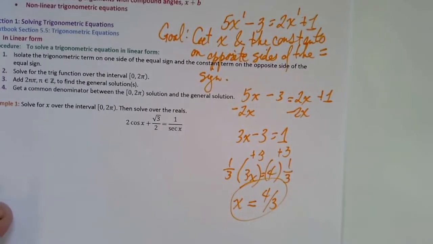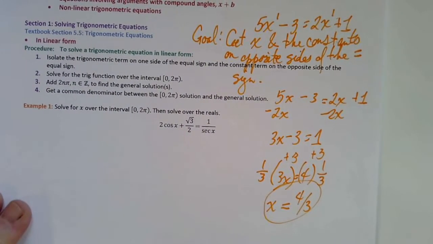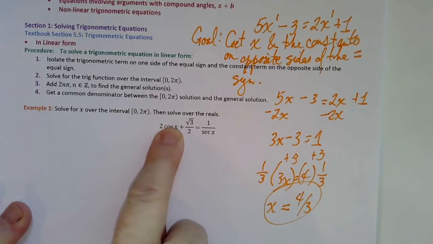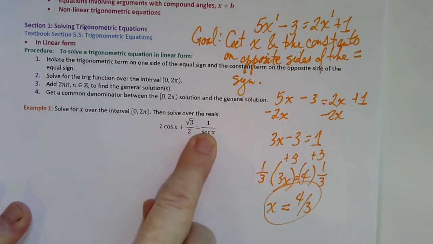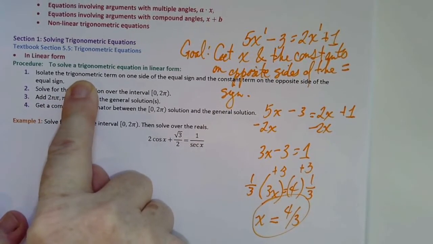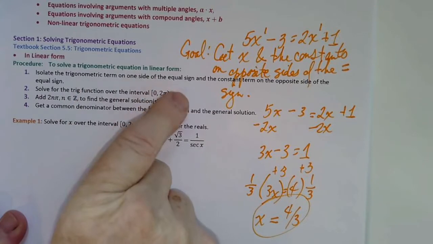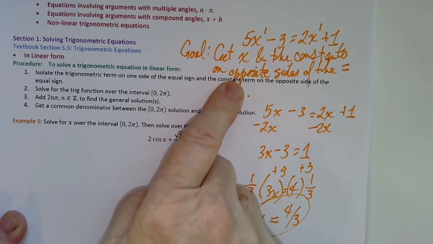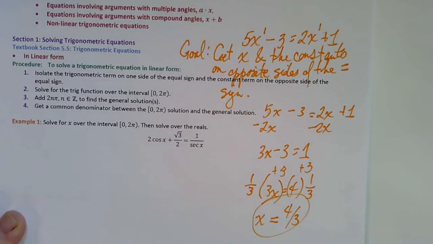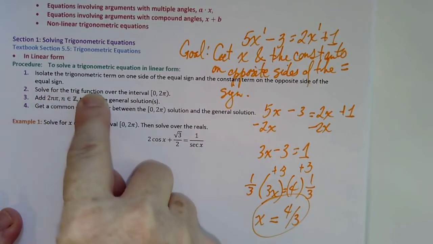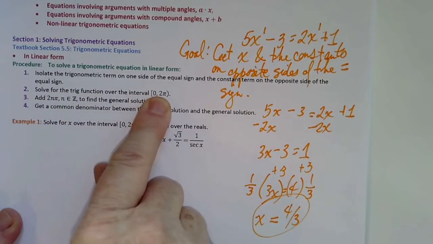We're not going to do that now. Let's look at trigonometric equations where every trig function has the first exponent. So the first thing, we want to isolate the trig term on one side of the equal sign and the constant term on the opposite side, just like we did with x. And then we're going to solve for the trig function over the interval 0 to 2 pi.